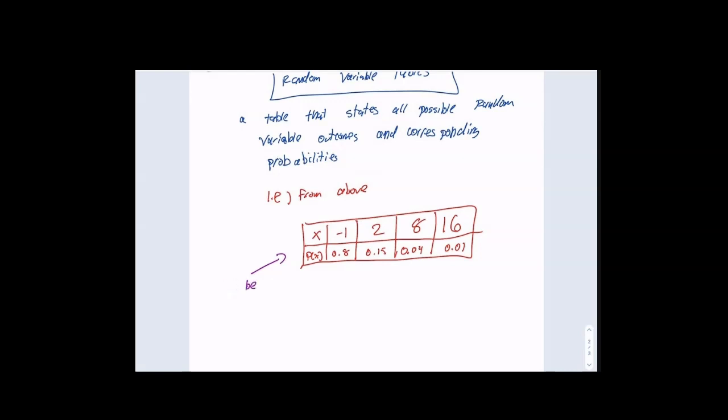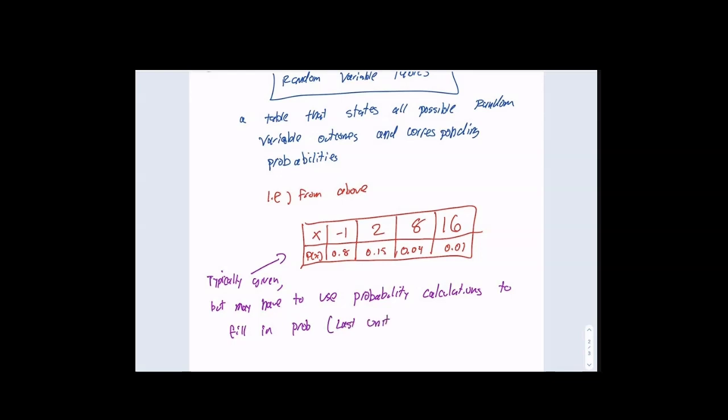Typically, these are given, but you may have to use probability calculations to fill in probabilities.